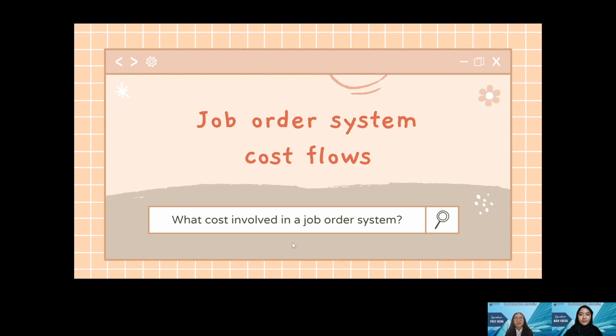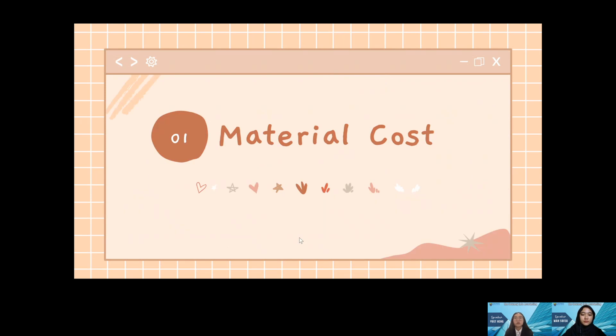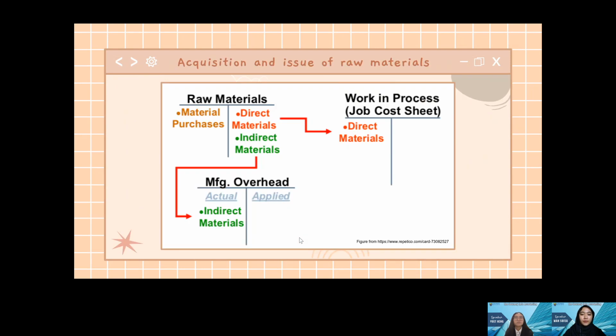Okay. So hi everyone, I'm YUET. After understanding what job order costing is and what the documents involved are, now I'll be talking about the cost flow. What are the costs involved in the job order system and how do we record all these costs? All the transactions will be recorded in T accounts and journal entries. We will discuss this in detail later. So first, material cost. Next slide please.